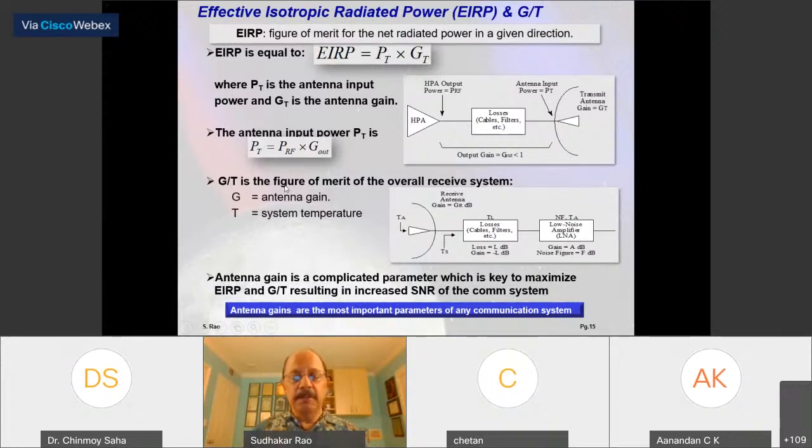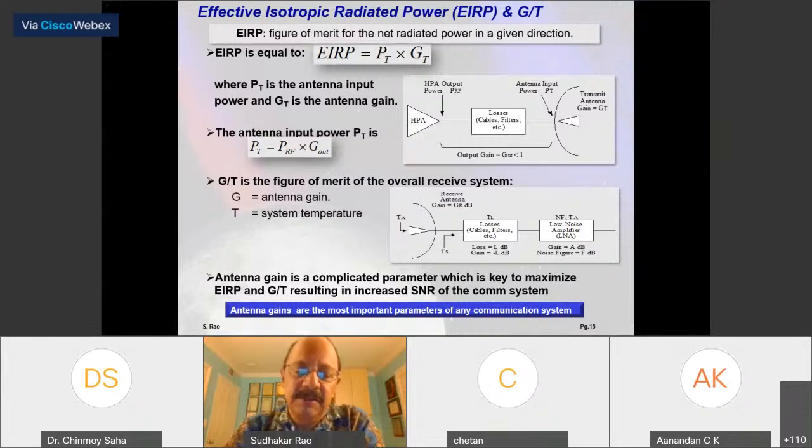G over T is also important. This is on the receive side. G is the antenna gain and T is the system noise temperature, which takes into account the antenna noise temperature. You have to calculate the antenna noise temperature by integrating the patterns, because up to plus or minus 8.7 degrees you have hot earth, and beyond that it's cold sky. So I think it's not 290 degrees.